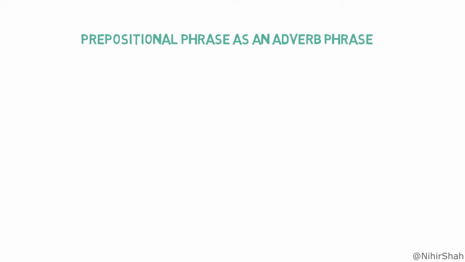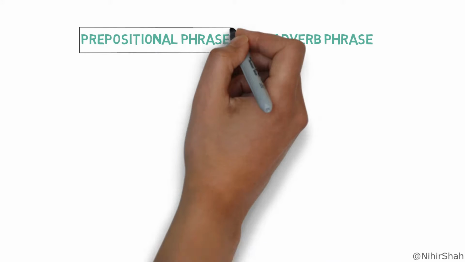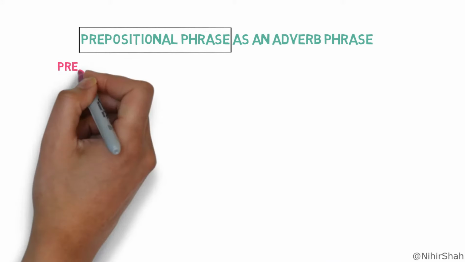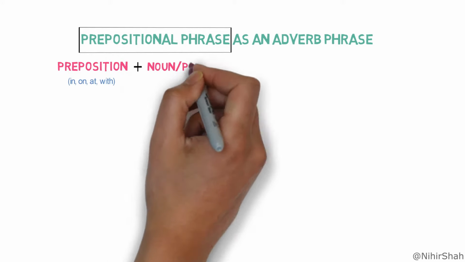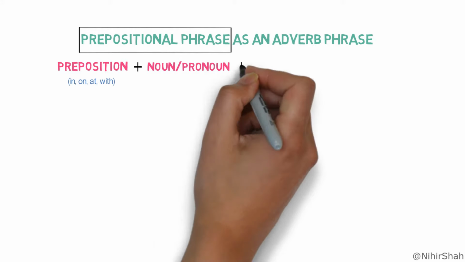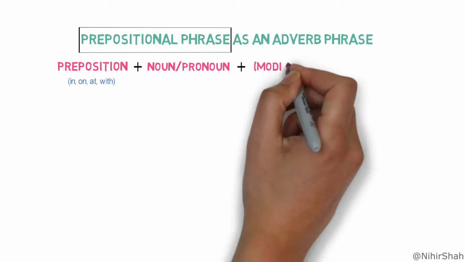Number 2. Prepositional phrase used as an adverb phrase. A prepositional phrase is a group of words consisting of a preposition such as in, on, at, with, and a noun or pronoun as the object of preposition. It can also include any modifiers of the object.